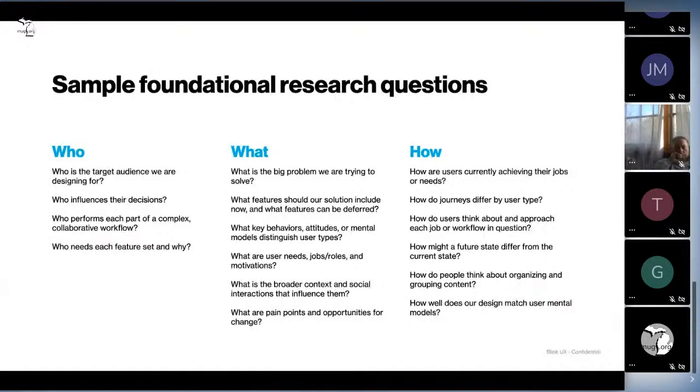And then a lot into the how. So how are they currently solving maybe some of these problems? We can really gain inspiration from that. What are the different ways, what we would call a journey, that they might go about doing something, differing by different types of users? And how do people think and organize and so forth can really help us understand how we might, for instance, create the navigation on a site in order to make it make sense for those people.